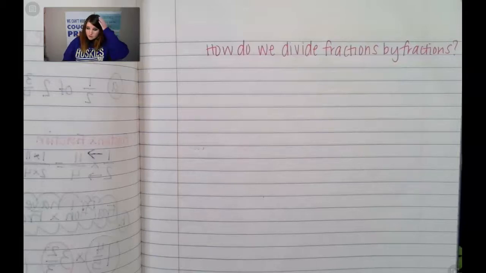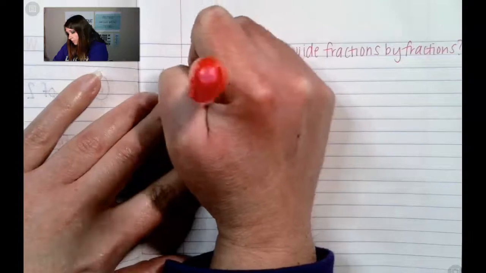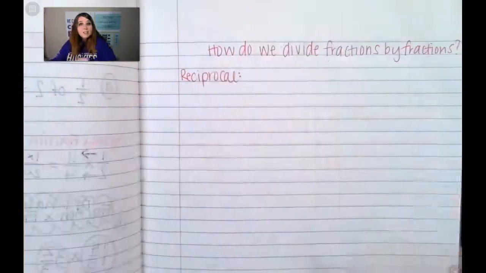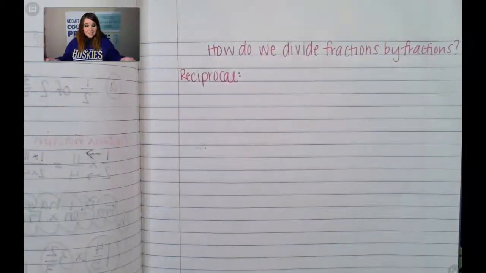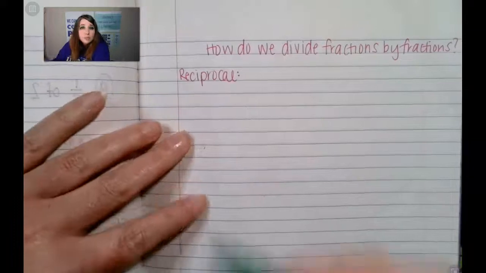The first thing that we need to talk about is the word reciprocal. The word reciprocal just means that you are doing the inverse or the flip of it. A reciprocal is when we multiply a fraction by its opposite or its flipped version, and you receive an answer of 1.